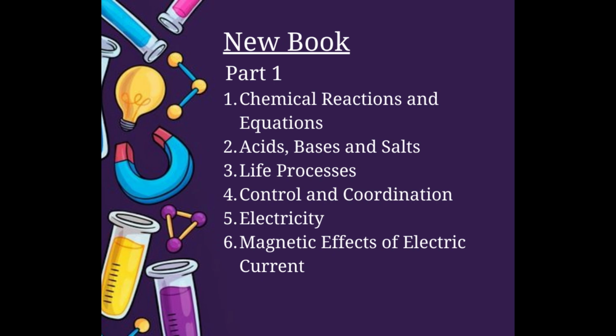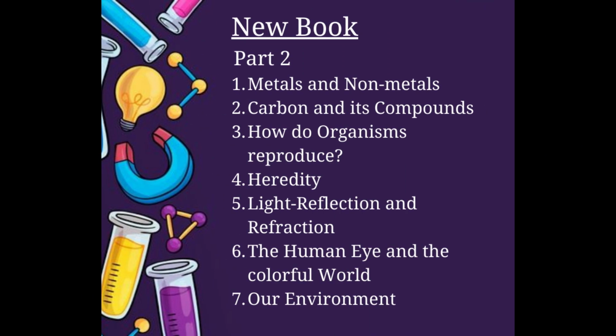Now let's have a look at the content of our new books. In the new books, the chapters in part 1 are chemical reactions and equations, acid bases and salts, life processes, control and coordination, electricity, magnetic effects of electric current. And the chapters in part 2 are metals and non-metals, carbon and its compounds, how do organisms reproduce, heredity, light, reflection and refraction, the human eye and the colorful world, our environment. Looking at this content, one thing is clear: 13 chapters are there in part 1 and part 2 of the new books. In old books 16 chapters were there, and now in new books 13 chapters are there.